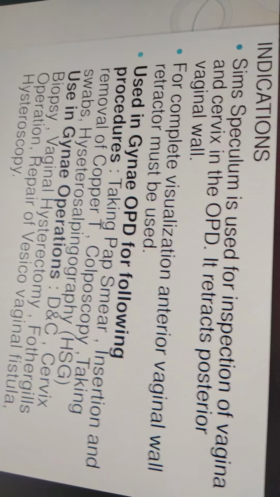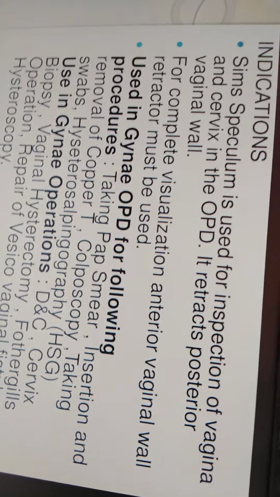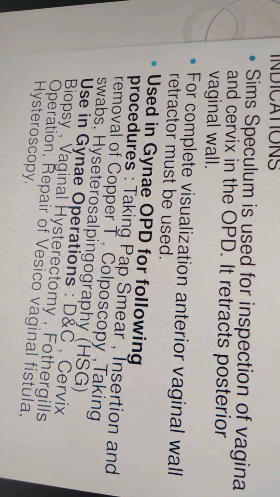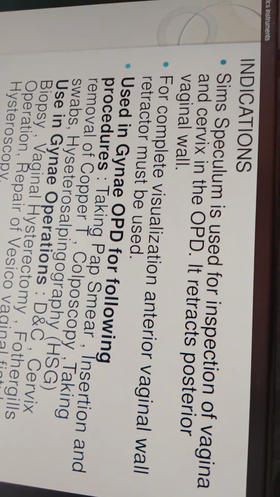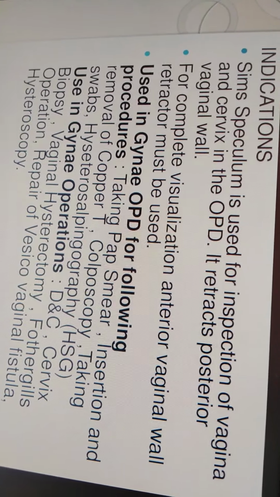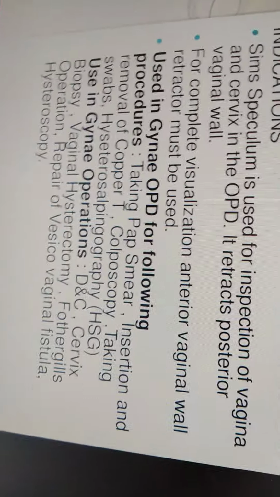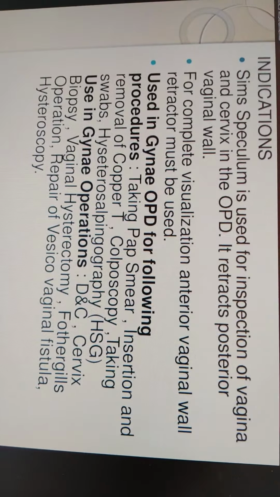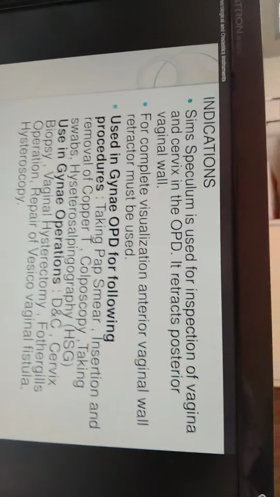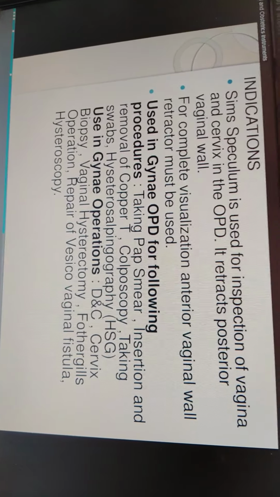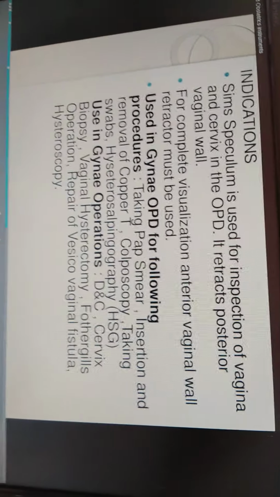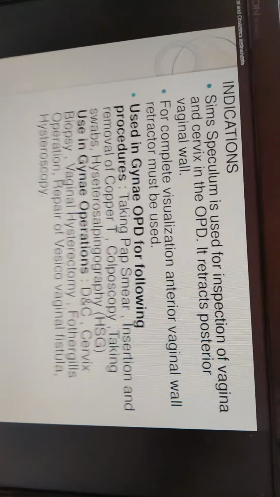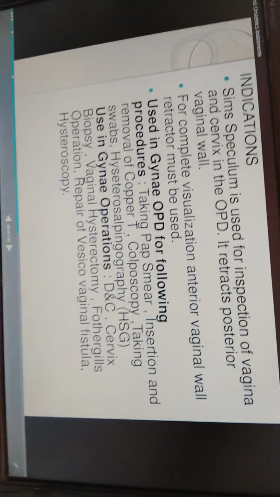So what is the use of the Sims speculum? The Sims speculum is used for the inspection of the vagina and the cervix on an OPD basis. It retracts the posterior vaginal wall for complete visualization of the anterior vaginal wall. A retractor must be used. Now we are going to see what is the use at the OPD level and what is the use at the operation level.